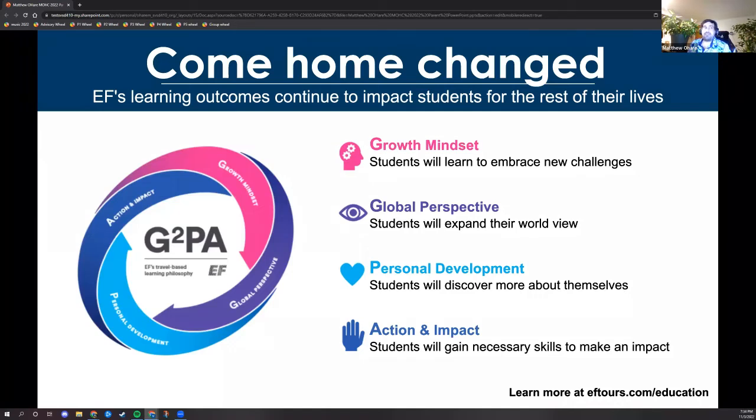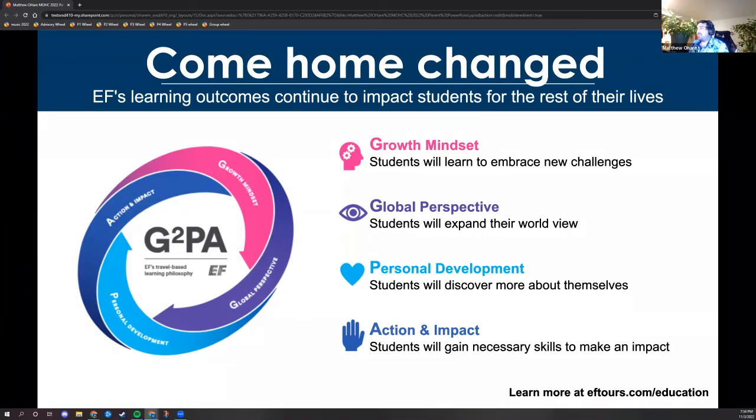Also, like I talked about before, the global perspective of getting us out of the valley and into these other cultures to see how they work and what we can learn from them. And the personal development that comes along that way. I think travel makes us all better people. And then also the action and impact.